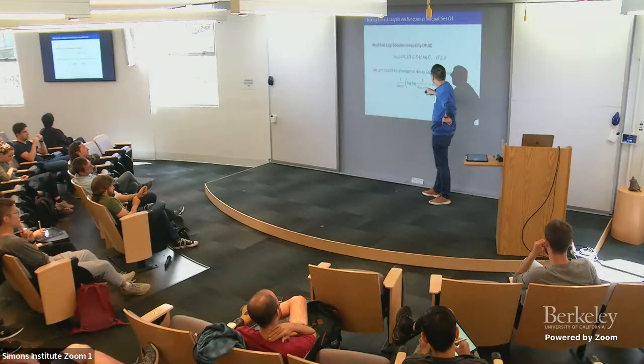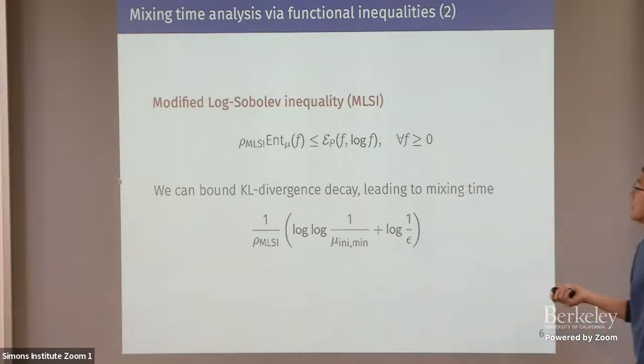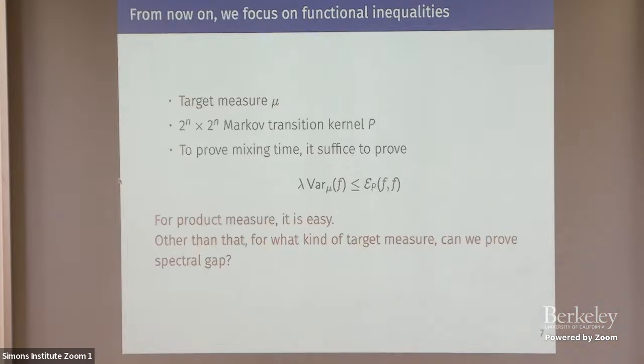And then the improvement is the log dependency on the initialization, because instead of variance decay, like chi-square divergence decay, you get KL divergence decay, and you gain a kind of extra log there. Okay, so from now on, we'll focus on proving this kind of functional inequalities.